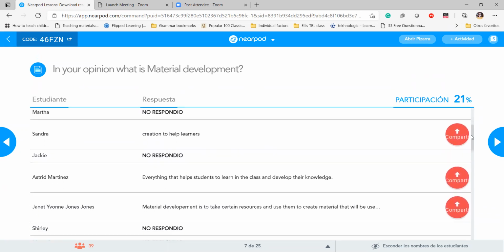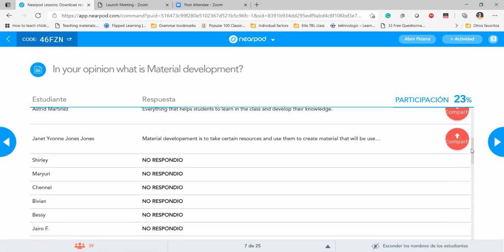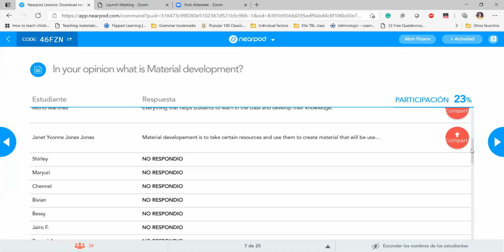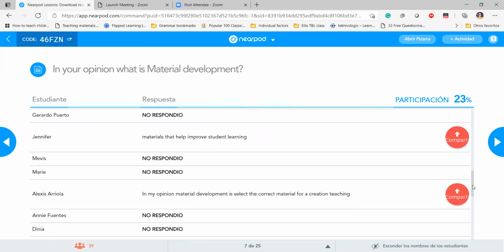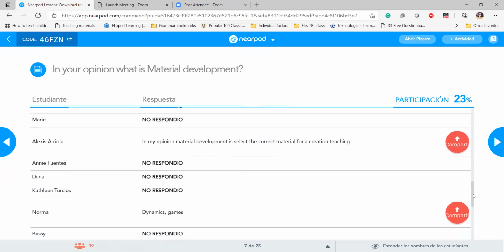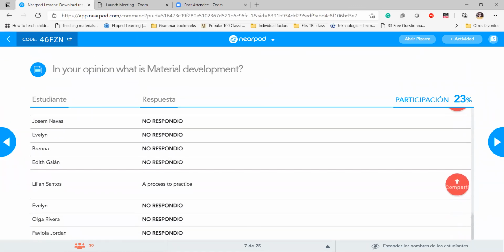Everything that helps students to learn in the class and develop their knowledge. Very good. Miss Jana says that it's to take certain resources and use them to create materials that will be used in class. Very good. Bessie says to create and design. Very good. Alexis says that it is to select the correct material for the creation of teaching, I guess. Very good. I'm going to wait for a few more participations.